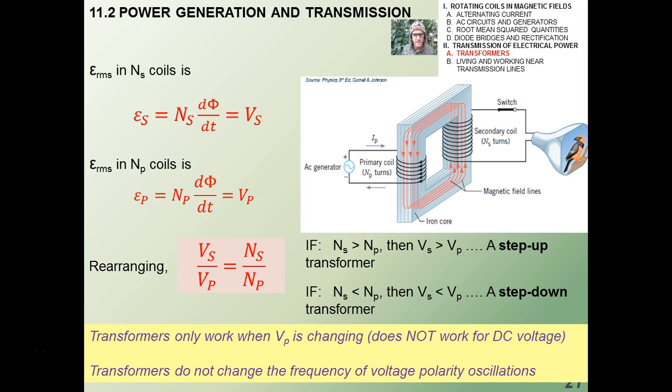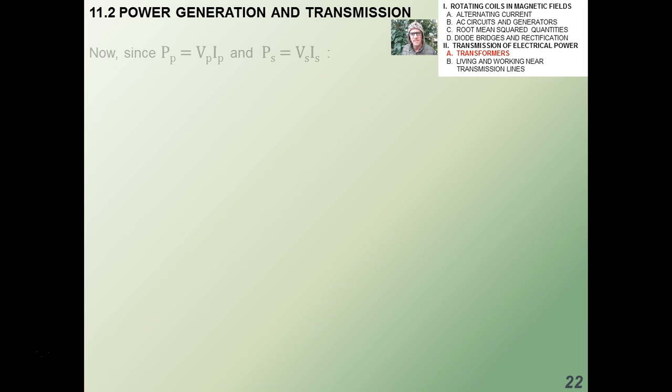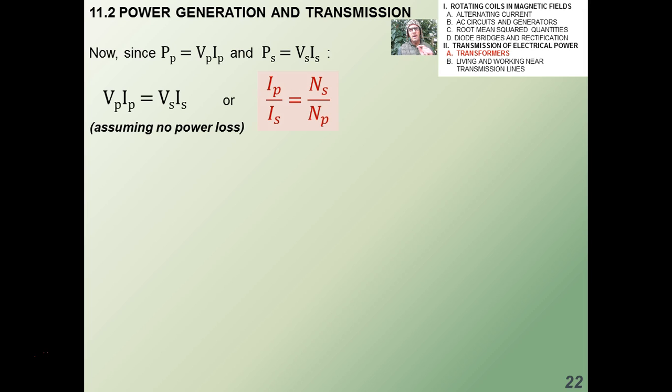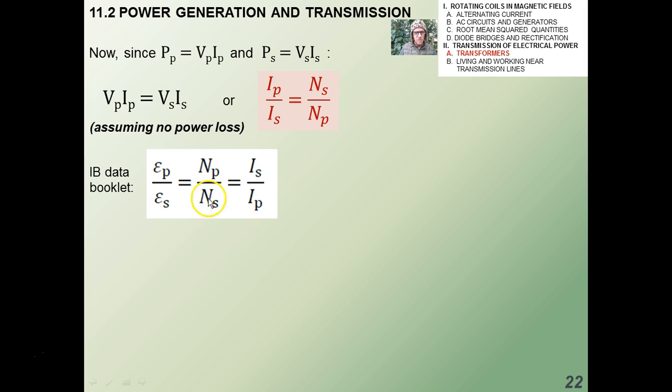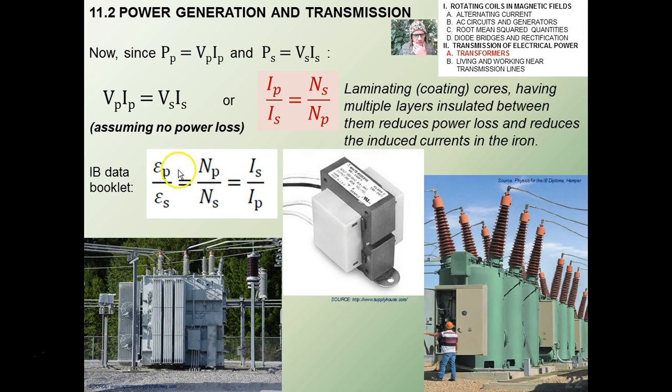That's probably pretty obvious, right? So the frequency still stays the same, okay? Now, since P equals VI, we can say that P sub P equals V sub P I sub P. So we have two different powers for the two different sets of coils. Okay. Now, assuming no power loss, I can rearrange it, and then I can relate the ratio of the currents to the ratio of the coils, which is reversed on either side. Okay. In the IB data booklet, you're provided, I think, with this particular equation, or something to this effect. Okay. All right. So anyway, pretty cool, huh?